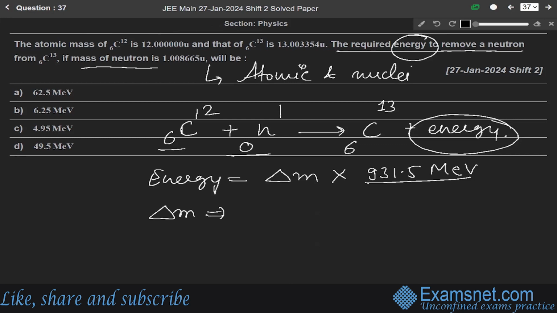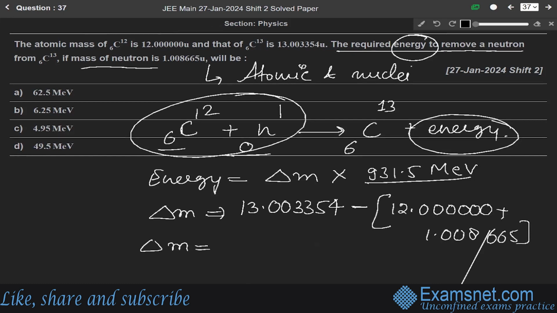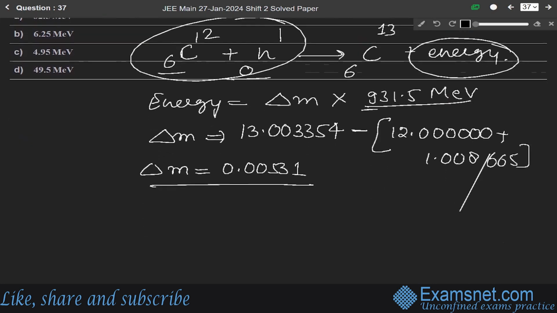Meaning 13.003354 minus the mass of this, 12.000000 plus the mass of one neutron, which is 1.008665. Now solving it, we get delta M equal to 0.00531. Now multiplying this delta M with 931 mega electron volt, we will get our desired answer.